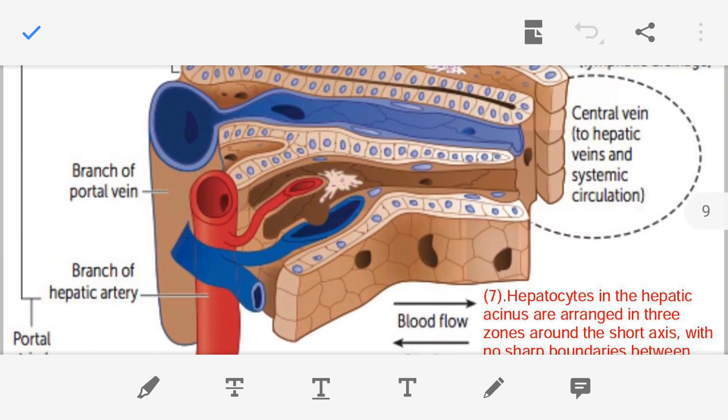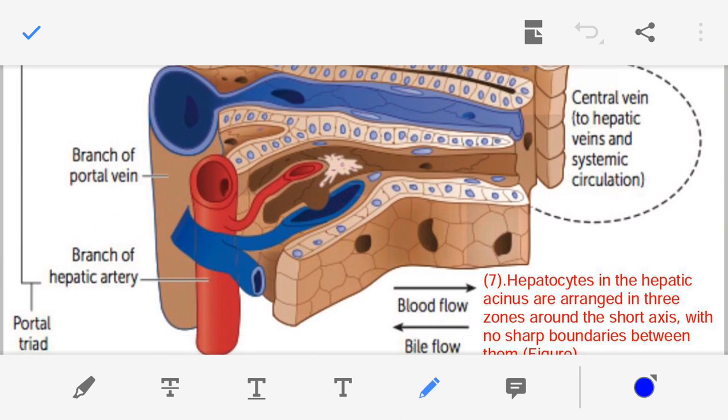And here now I have explained in which direction the blood is flowing. So from the portal triad, the blood is flowing in the direction of the central vein, and in its route, it will provide oxygen and nutrients to the hepatocytes.